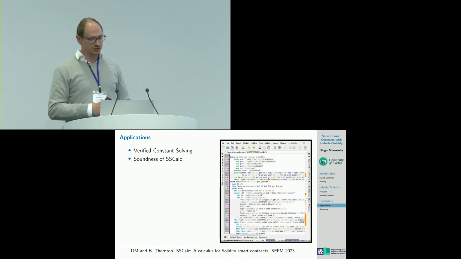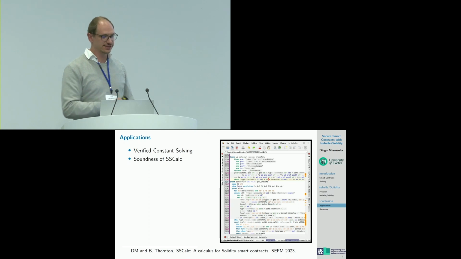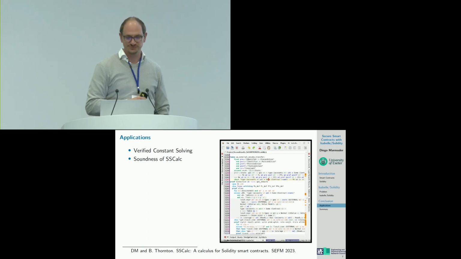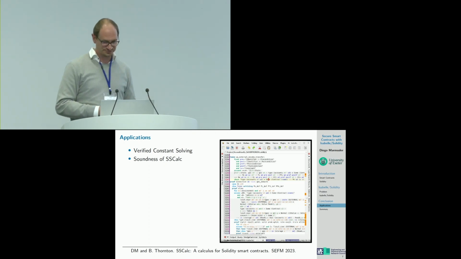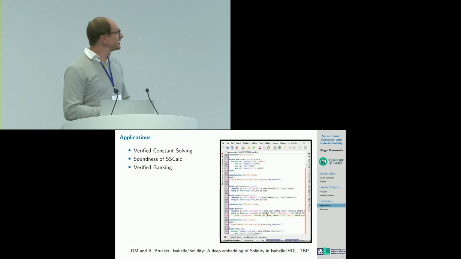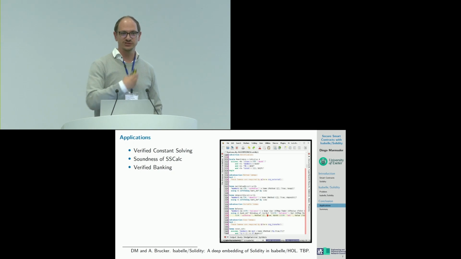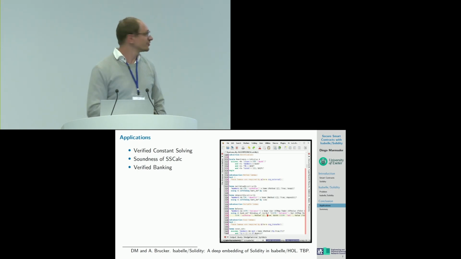Now, in the second case study, we used Isabelle Solidity to verify soundness of a calculus, SS-calc, which can be used to verify invariance for Solidity contracts. So we proved that if the calculus tells us that an invariant holds, then it indeed does. And finally, we used Isabelle Solidity to verify a concrete contract, in this case, the banking contract I've shown you before. We used it to verify an invariant for this contract to demonstrate that it can also be used to verify individual contracts.